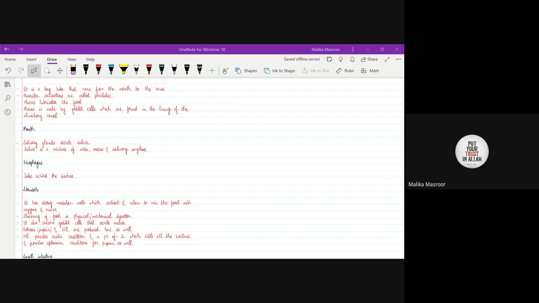Let me know when to scroll down as well. Miss, in the stomach, we have physical digestion and chemical as well, right? Yes. Okay, and in the small intestine, because of the pancreatic juice, we have only chemical digestion. Yes.